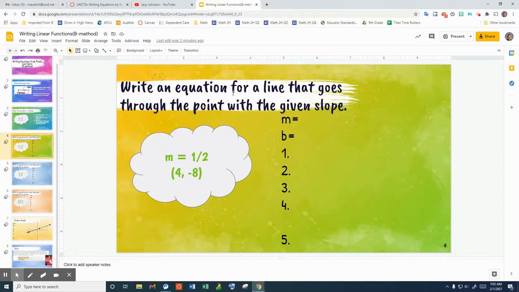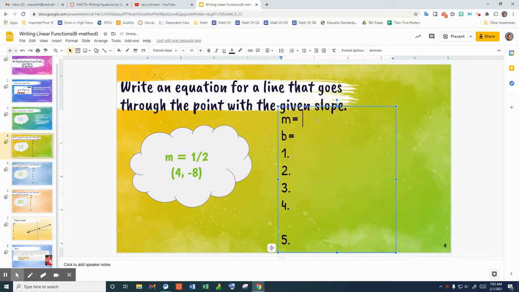So write an equation for the line that goes through the point with the given slope. If I give you the slope m of 1/2 and then a point (4, -8), I'm giving you the x and the y value in y equals mx plus b. So we already know right off the bat that the slope is 1/2. We are trying to find the b value.